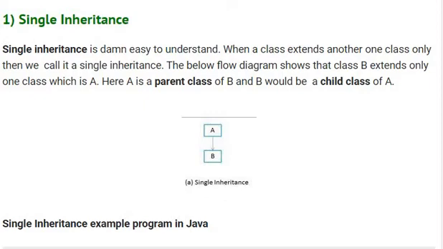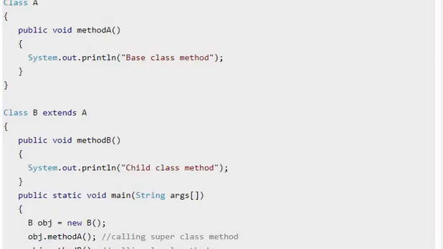Single inheritance: in single inheritance, one base class and one derived class. So we have class A with one method, method A, and the method A is your base class method. So class A is your base class. From A, B is created. We use the keyword extends. The keyword extends is used to create a derived class from a base class. So here B is your derived class which is created from A, which is having a method B.